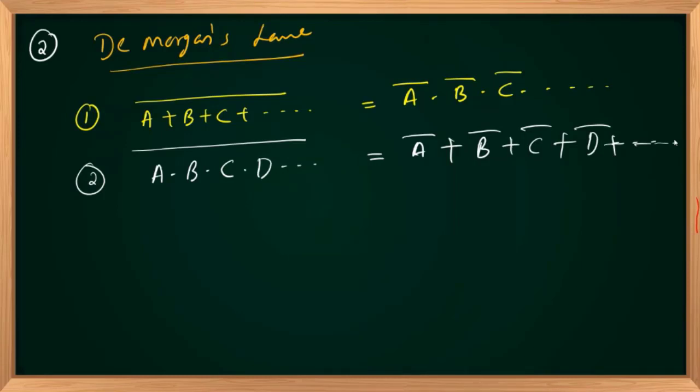If you are comfortable with these two theorems, we'll move to Boolean algebra. First, we'll discuss a few postulates, simplification theorems and identities that everyone knows. These two theorems we will be using throughout our course, so please try to understand De Morgan's law and the duality theorem.